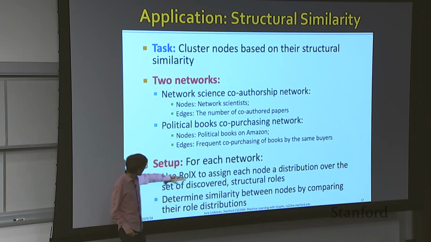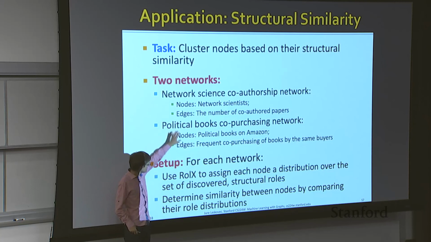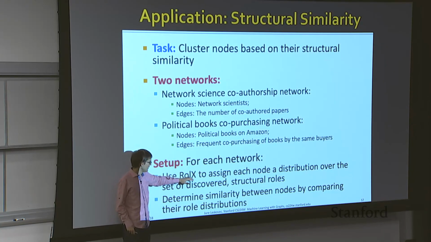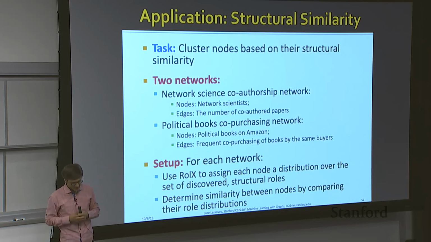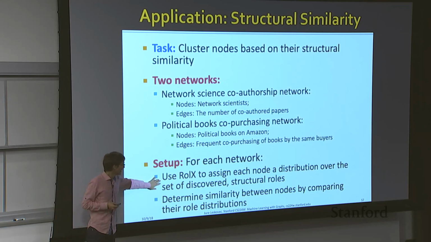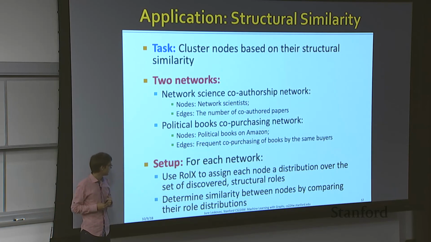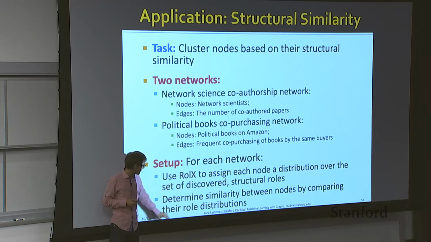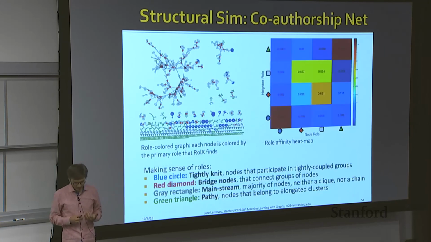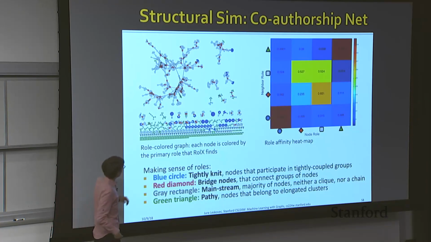All right? And then how are we going to do this? For each of the two networks, we will use this RolX method, so recursive feature extraction and clustering, to assign each node to a set of discovered structural roles. And then we can look at the similarity between the nodes by comparing their roles. And here is an example.